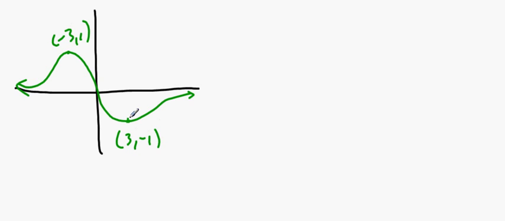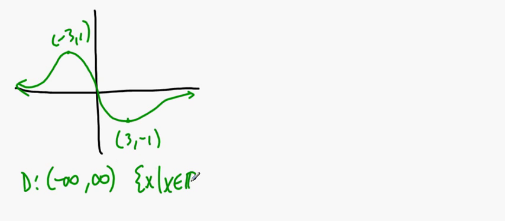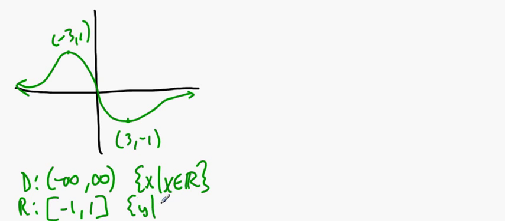Looking for domain and range, it appears that the domain, all of these x values appear to be used, and so we would argue that the domain runs from -infinity to infinity. That's interval notation. It is also known as the set of all x such that x is a real number. The range appears to go from -1 up to +1. And since -1 and 1 are included, you get the square brackets there. This is the set of all y such that -1 is less than or equal to y, which is less than or equal to 1.